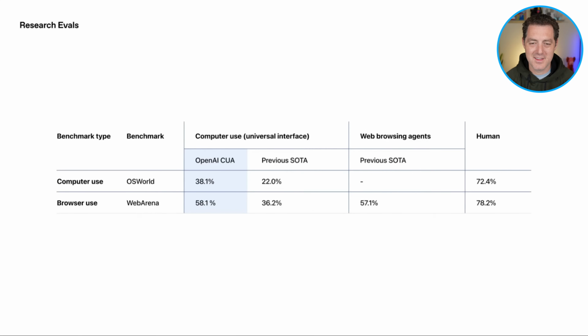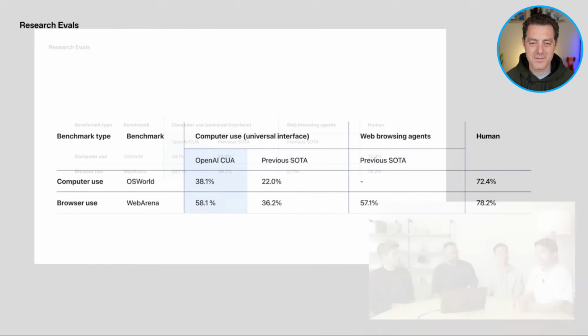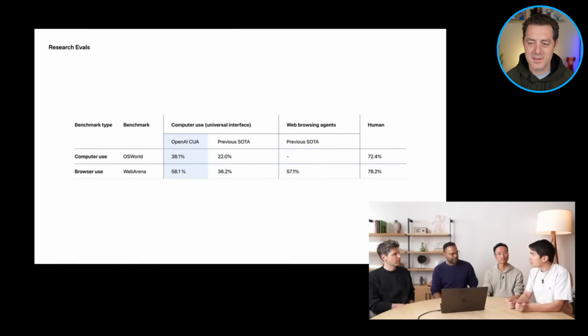The other eval we'll take a look at is called WebArena. WebArena is an eval that measures how well AI agents navigate common websites like e-commerce websites or social forum websites. So on this task, CUA gets 58.1%, again higher than other publicly published results, but still falls short of human performance. Still a way to go. Still a way to go, yes.